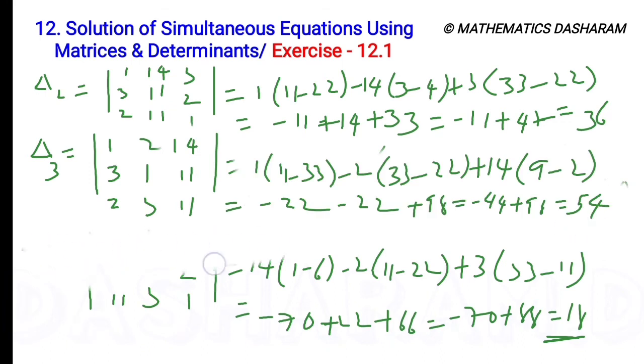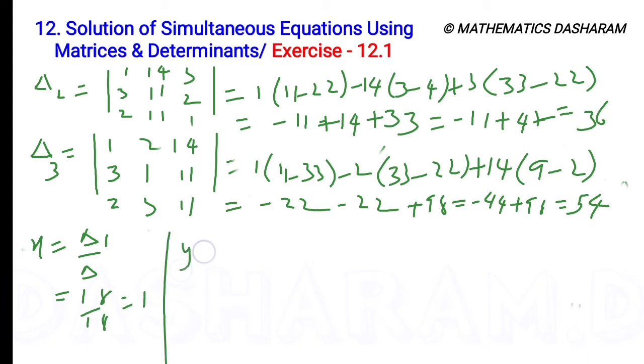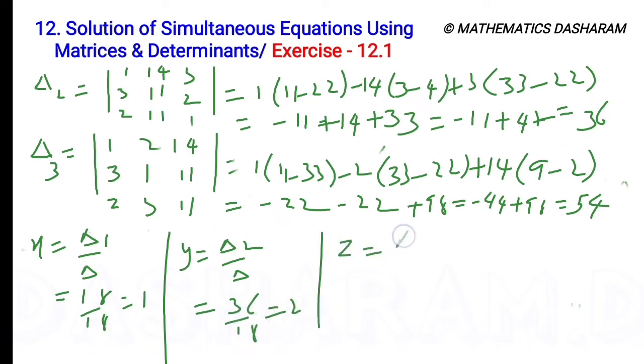Now the required answer is x, y and z. X equals delta 1 divided by delta, so 18 by 18, which equals 1. Y equals delta 2 divided by delta, 36 by 18, so 2. Next, z equals delta 3 divided by delta, 54 divided by 18, so it equals 3.